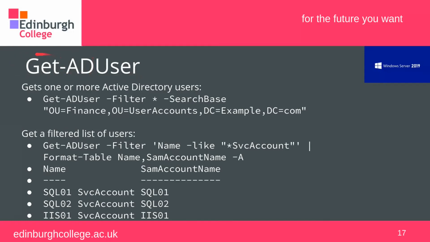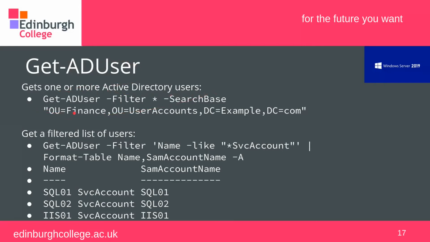Now you know already what the verb to get means. I suppose it's similar to the Cisco command show. All right, and then we know what the AD is, the Active Directory, and hopefully by this time in our lives we know what a user is. Okay, so Get-ADUser gets one or more Active Directory users.